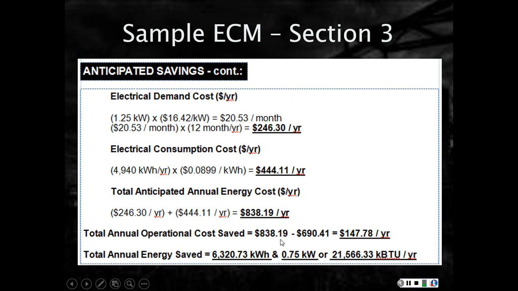The cost save $838.19 minus $690.41 is $146. This number right here should be the $690.41. Sorry, I don't know how that ended up the same, but it should be the $690 if we add those two together. It should be $690.41. And we have an amount, $147.78. The total energy saved, if we look at the kilowatt hours and the kilowatts, we have a total of 21,566.33 kilobTUs per year.